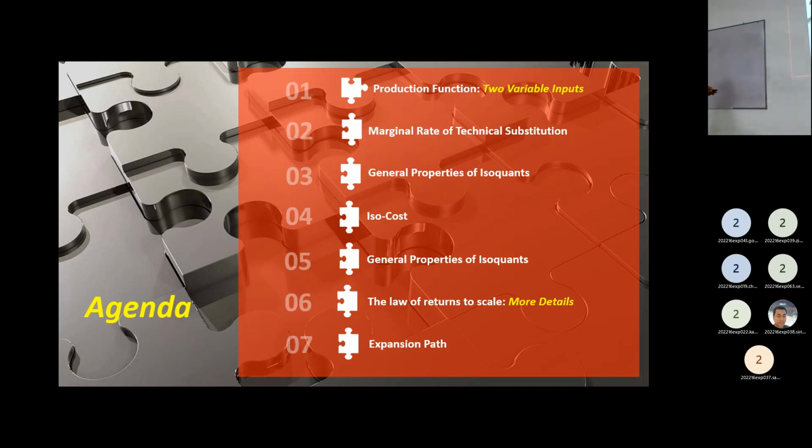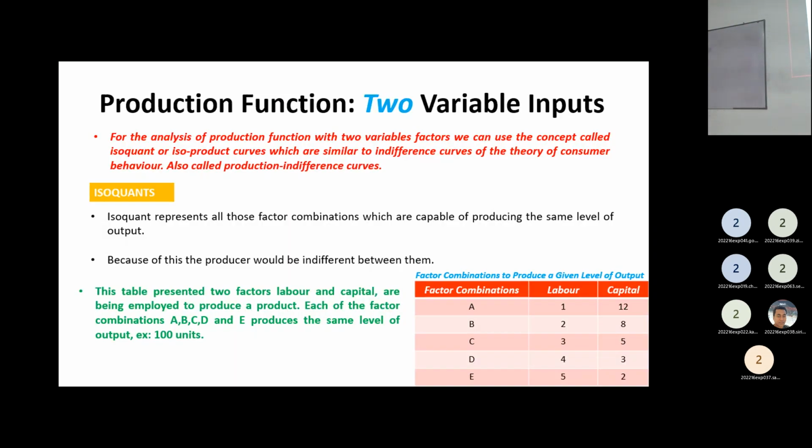So today we are going to start with these things, the second part in production, business terms and production decisions. The first thing is we are going to discuss production function with two variable inputs, marginal rate of technical substitution, and general properties of isoquants. There is something called isoquants, isocost. Again, it's a copy paste here, the same thing repeating. Then we are going to discuss the law of returns to scale. Actually, we have discussed this, but now we are going to discuss it in more detail. And finally, the expansion path. So this is the agenda for this particular lesson. Right, so production function with two variables.